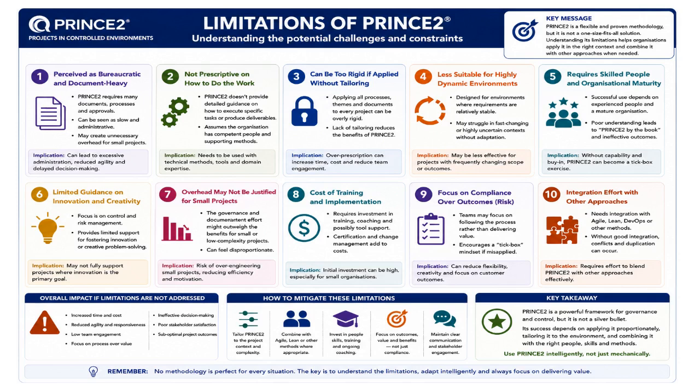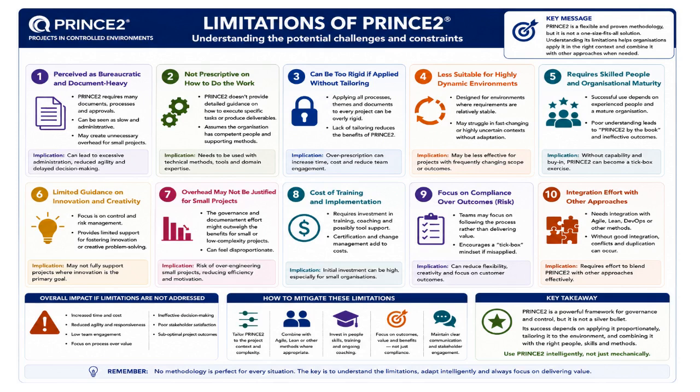However, the good news is shown in the center bottom section of the slide. Many of these limitations can be mitigated successfully. The slide recommends tailoring PRINCE2 proportionately, combining it with Agile or Lean where appropriate, investing in training and leadership capability, focusing on outcomes and benefits rather than paperwork, and maintaining strong communication and stakeholder engagement. These mitigation strategies help organizations gain the strengths of PRINCE2 without becoming trapped by unnecessary bureaucracy or rigidity.